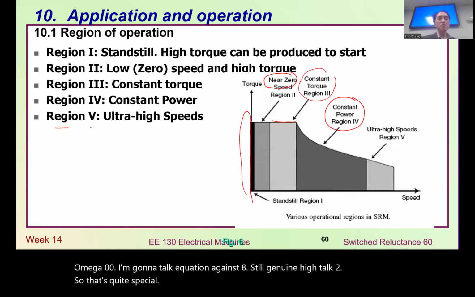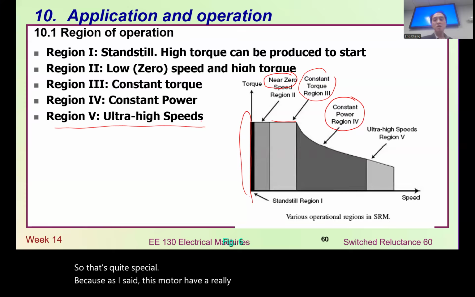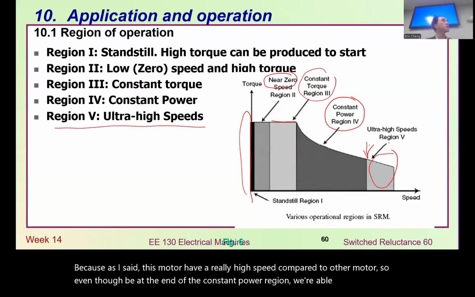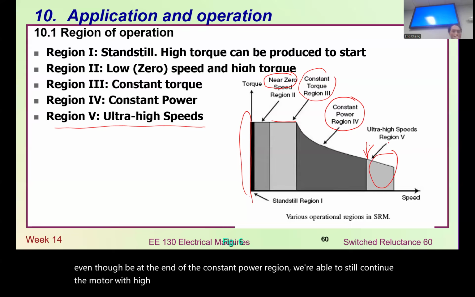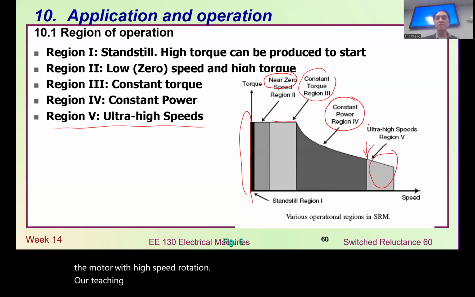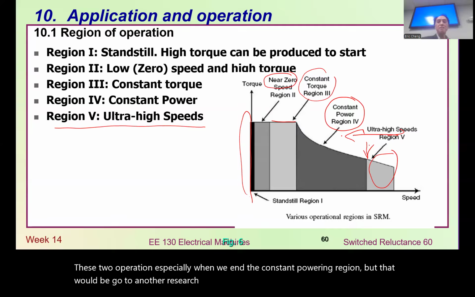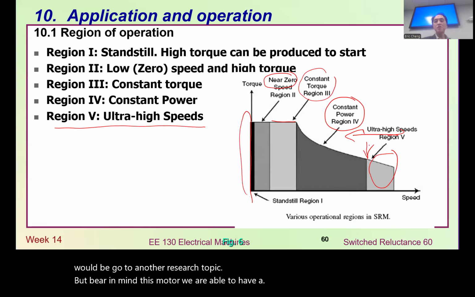Because as I said, this motor has really high speed compared to other motors. Even at the end of the constant power region, we are able to continue the motor with high speed rotation. Our teaching here does not cover these two operations, especially the end of the constant power region, but that will go to another research topic. But bear in mind, with this motor we are able to have many regions of operation, especially beyond the constant power.